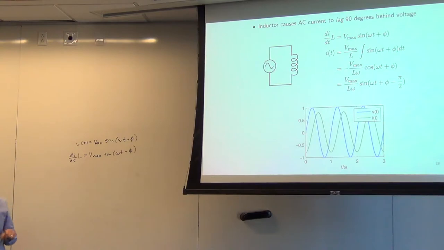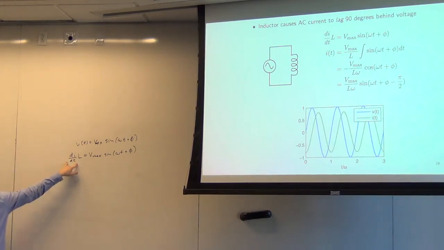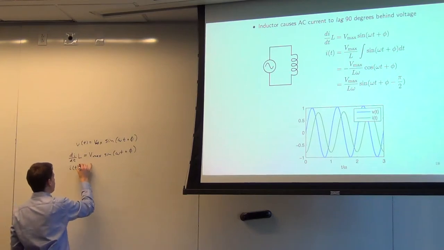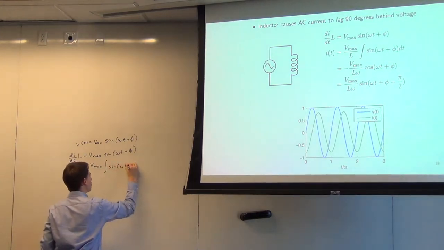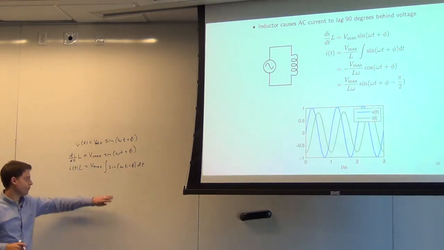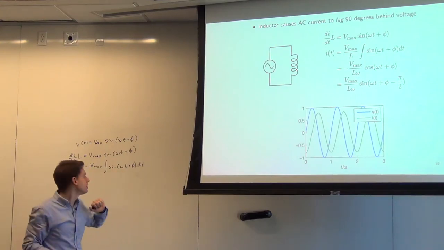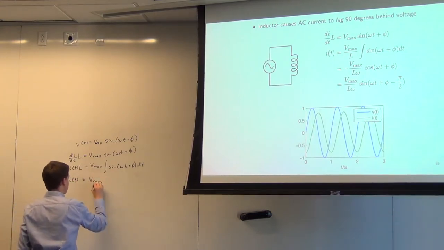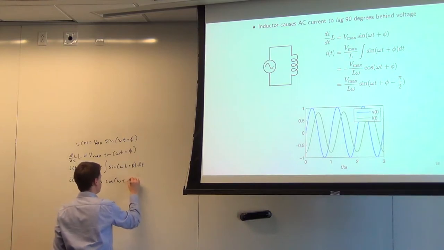Now, to get an expression for what the current actually is, not just an expression in terms of its derivative, we're just going to integrate both sides. We integrate both sides, and we get I(t) times L, though I'll just divide by L in a second, equals Vmax times the integral of sine of omega t plus phi dt. This is a really easy integral to compute. We know how to compute that. The integral of the sine is just going to be the cosine. So I(t) equals Vmax over omega L times cosine of omega t plus phi.